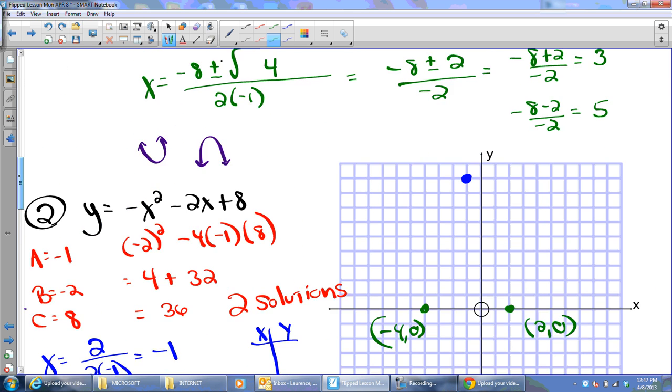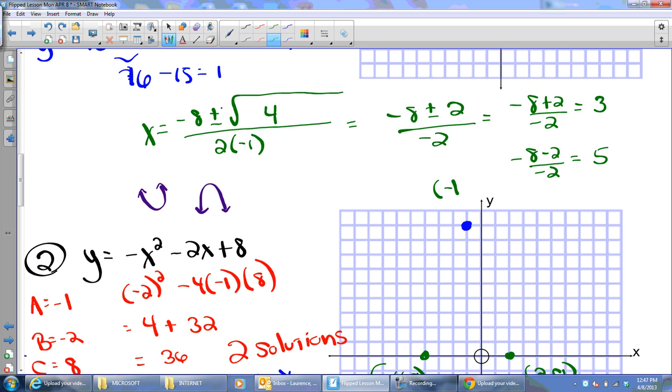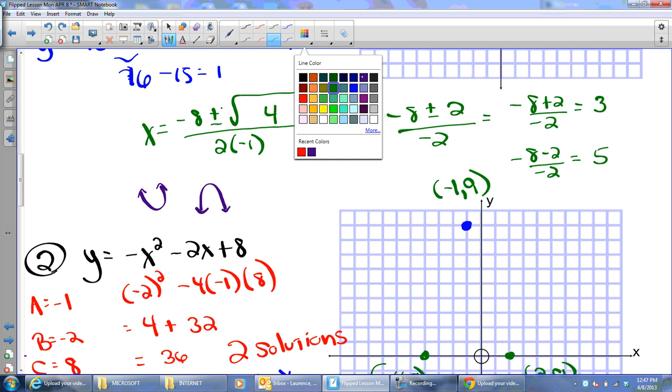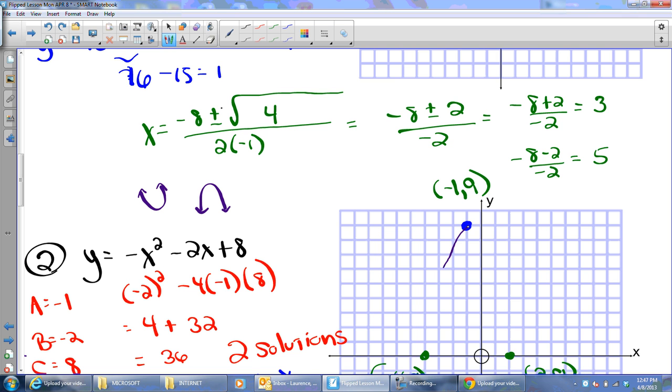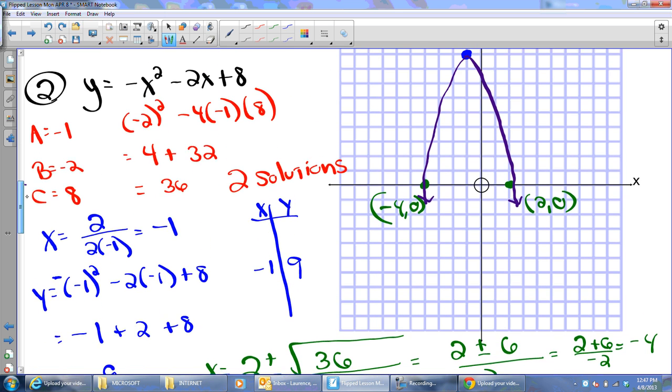Right? And my vertex was at negative 1, 9. And then my parabola is going to do something like this, and something like that. Okay, there you go. Was that your prediction, right?